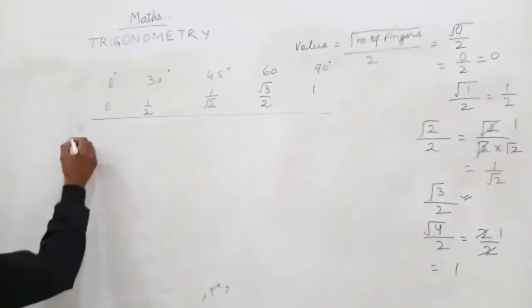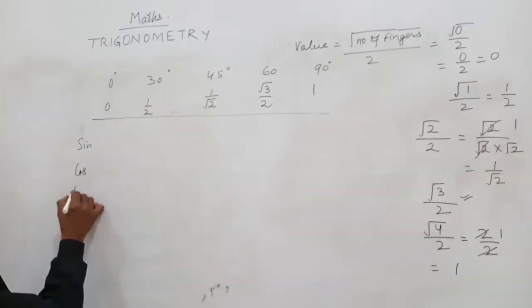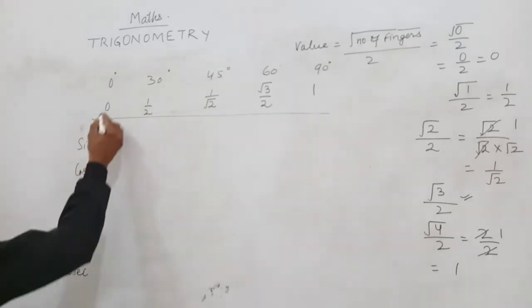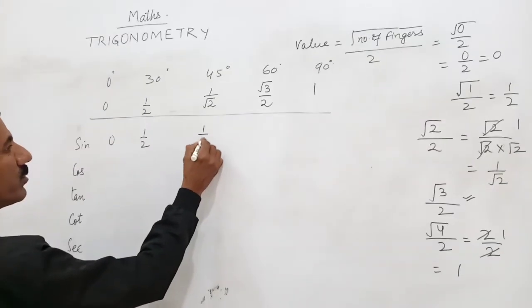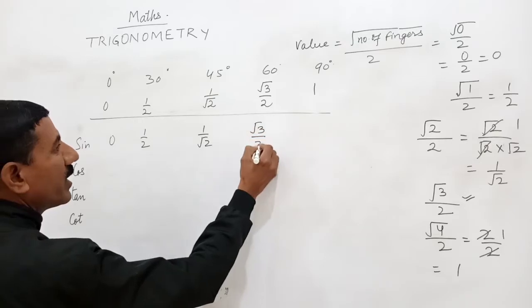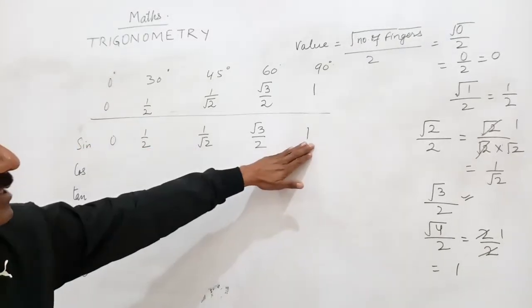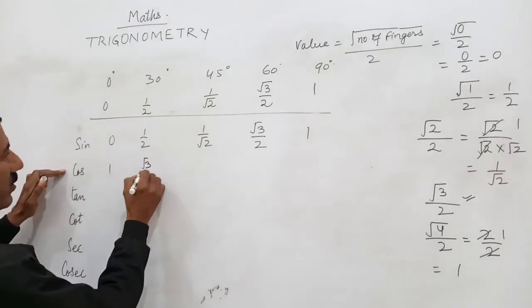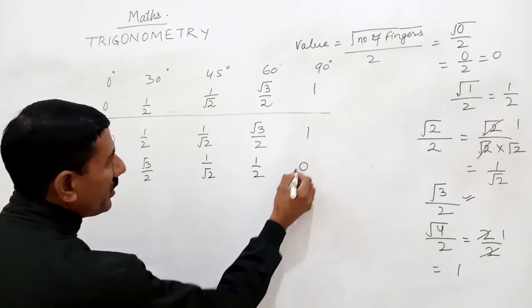Now prepare a table with sin, cos, tan, cot, sec and cosec. Write here all the values in sine: 0, 1 by 2, 1 by root 2, root 3 by 2 and 1. Now for finding the values of cos, we write all the values of sine in reverse order: 1, root 3 by 2, 1 upon root 2, 1 by 2 and 0.